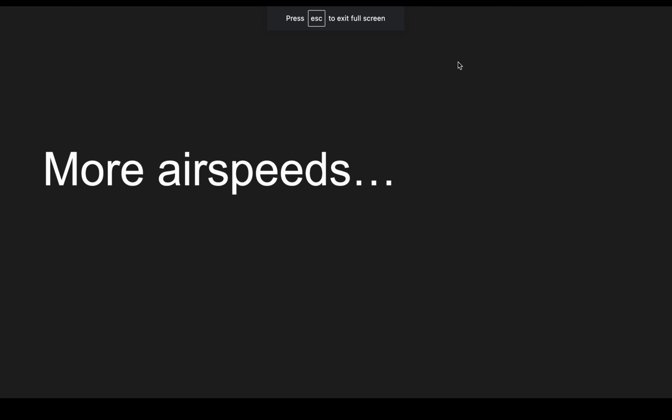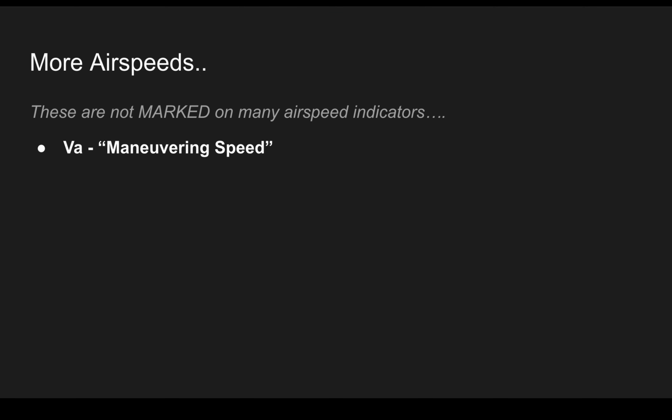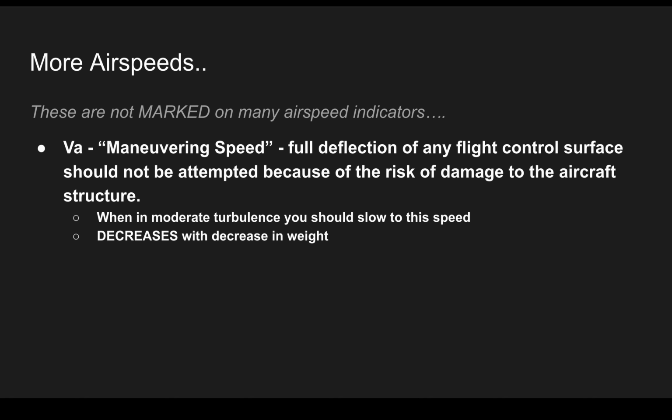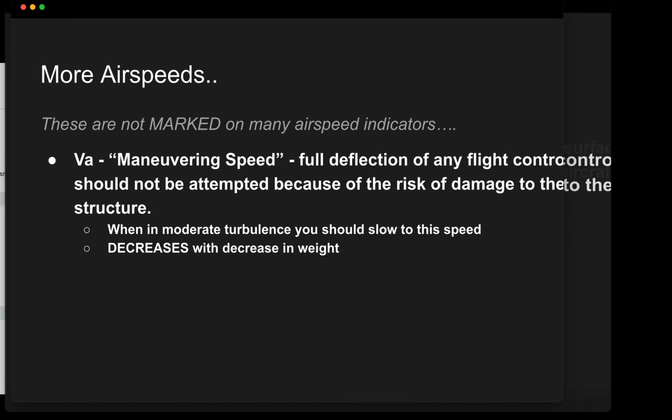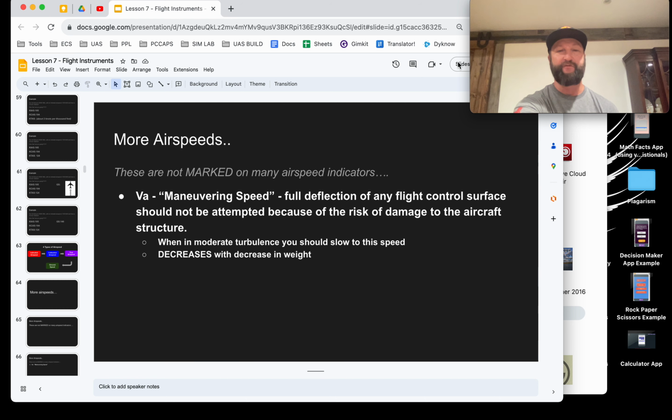Here's some more airspeeds for you. Ready? These are not marked on many airspeed indicators. Number one, VA, maneuvering speed. This is when you can go full deflection of any flight control surface because of the risk of damage to the aircraft structure. When in moderate turbulence, you should slow to this speed, and it decreases with weight. This is one that's kind of tough to get from a video, so I'm going to talk more about that one in class.